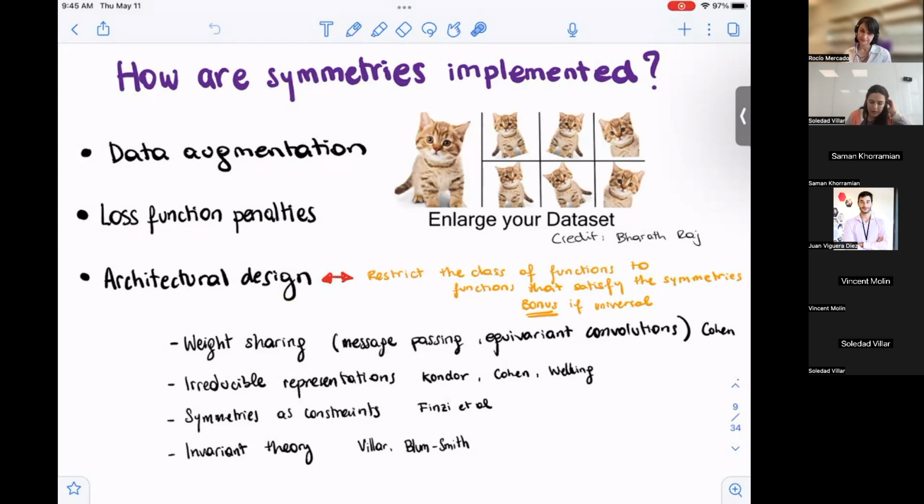And there's many ways that people do this. Weight sharing is, I guess, one way of saying it. For instance, it has to do with the way people implement graph networks through message passing, using the same message function for every node. You can see this as a weight sharing architecture, and that implements a permutation symmetry. There's a way that is done via irreducible representations. I will maybe discuss it a little bit, but not a lot, unless you ask me questions. Then symmetries as constraints, and then invariant theory, which is the thing that I'm working on.